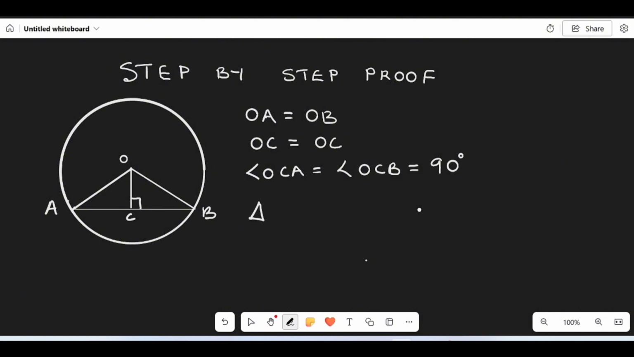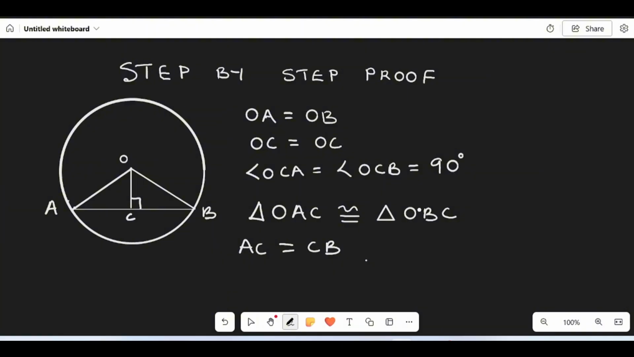Triangle OAC is congruent to triangle OBC. So AC equals CB because corresponding sides of congruent triangles are equal.